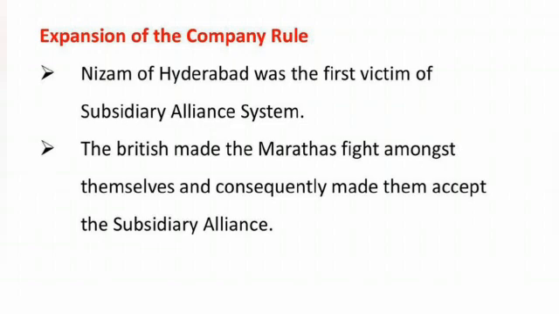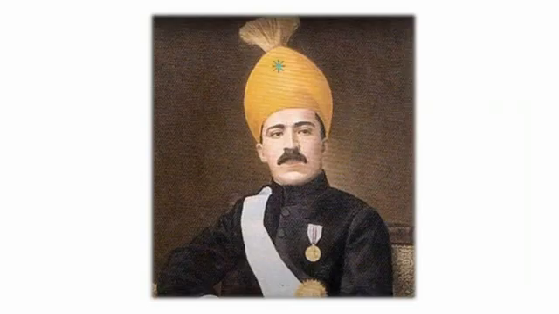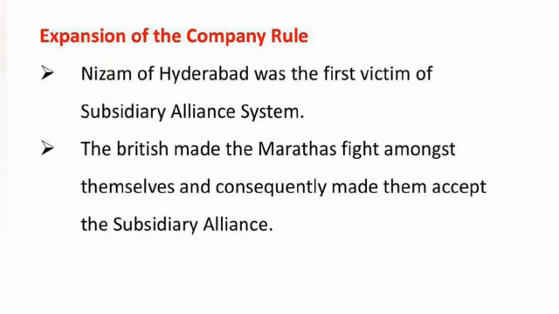Expansion of the company rule. Now, in this topic, we'll look into how the Britishers expanded the company rule by annexing most of the states into subsidiary alliance system. Firstly, Nizam of Hyderabad was the first victim of subsidiary alliance system. So initially Hyderabad opposed the Britishers and showed its disagreement to join subsidiary alliance system, but since they were not efficient enough to win over the Britishers, they had to accept the policy.